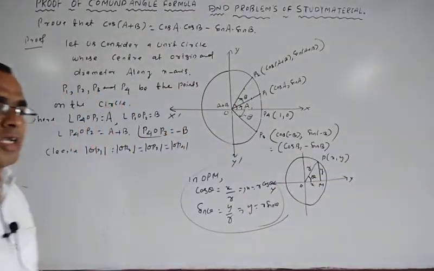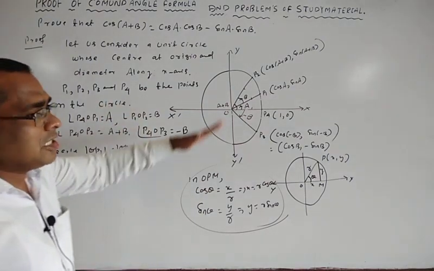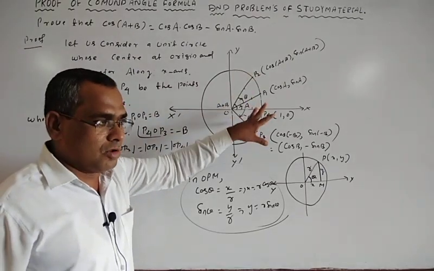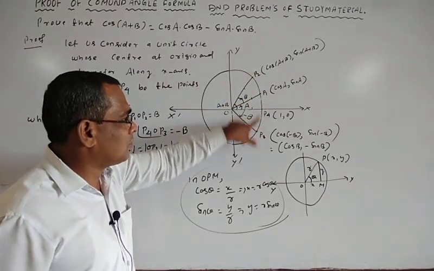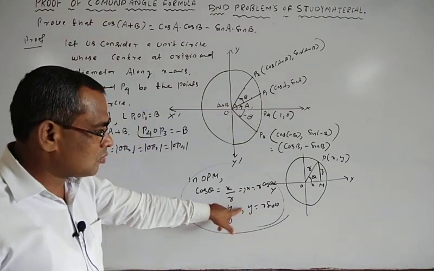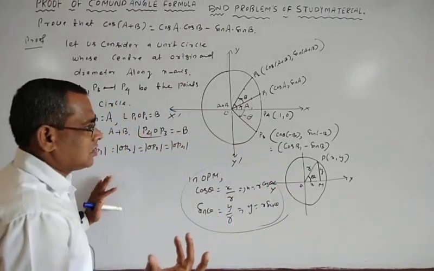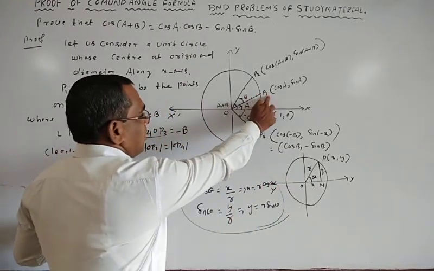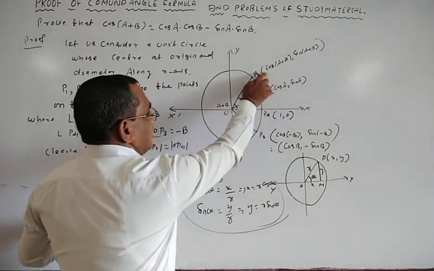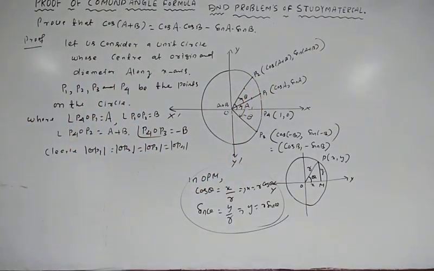Okay. So we take P1, P2, P3, P4 as the four points on the circle, and these are their coordinates in polar form. Why is it cos A, sin A? We take this one. Okay. With the help of this figure, you can easily understand why the coordinate of the point P1 is (cos A, sin A), and the coordinate of the point P2 is (cos of A plus B, sin of A plus B). Okay.